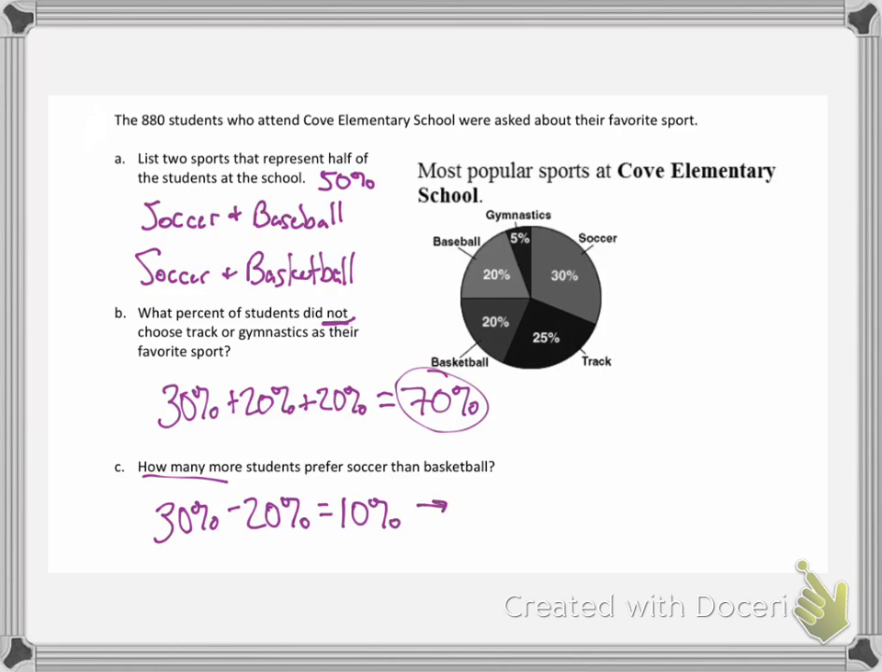And then again, if I want to find how many more students, once I figure out the difference in percentage, apply it to the overall amount of students in the poll. So we're going to take 10% of 880, and mathematically that would be 0.10 times 880. This one comes out a lot nicer than the last example. This comes out to 88 students.